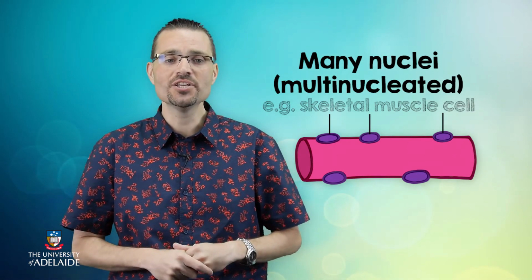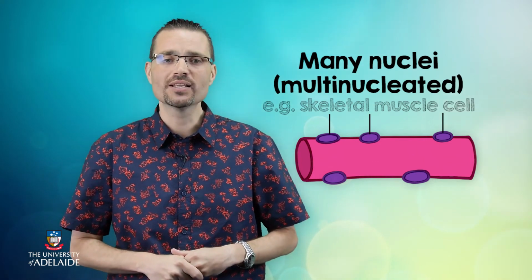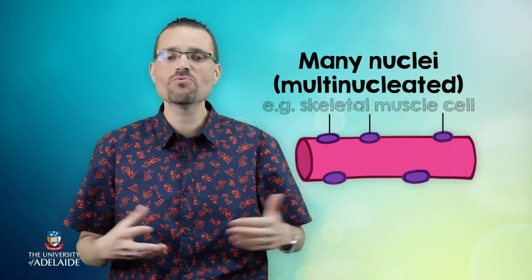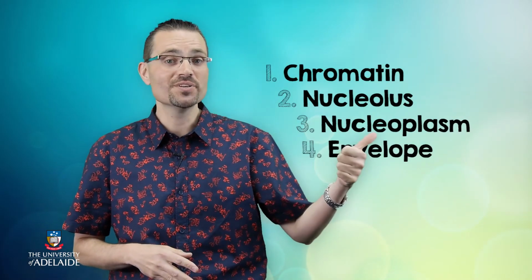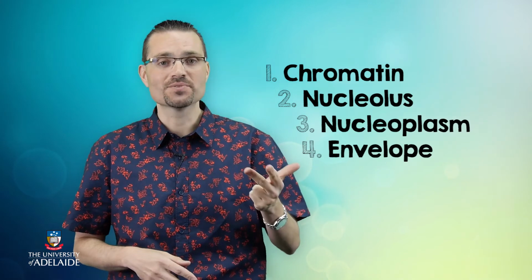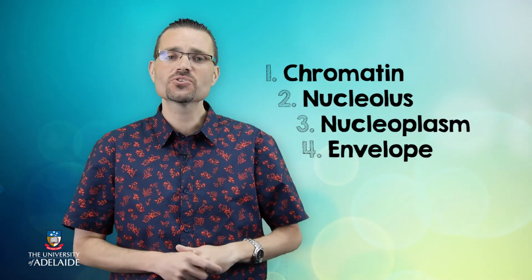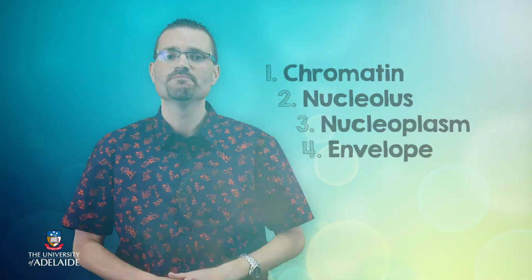Multinucleated cells are usually very big cells and have more than one nucleus to govern or control the cell. The nucleus of a non-dividing cell is made of 4 components: chromatin, the nucleolus, the nucleoplasm, and the nuclear envelope. Let's first look at chromatin.